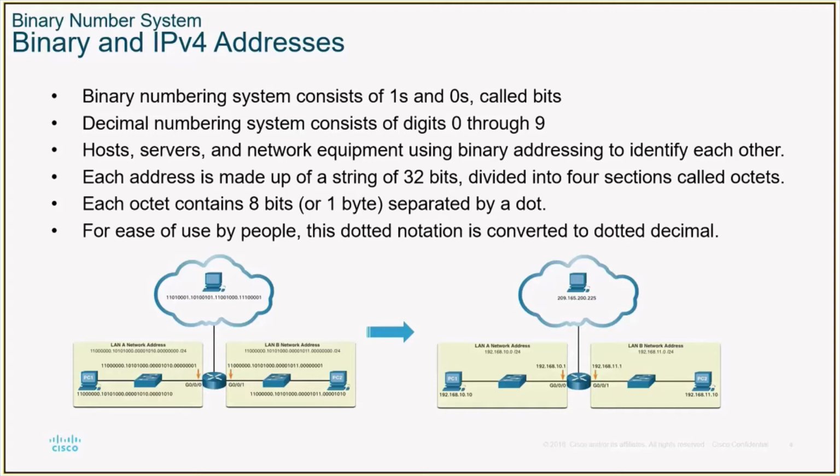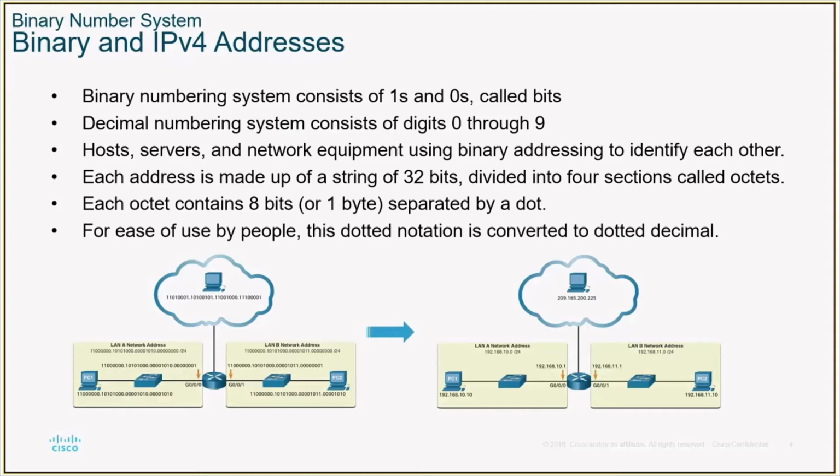Now, hosts, servers and network equipment use binary addressing to identify each other. It only translates it into dotted decimal notation when it needs to be displayed to the human. It doesn't bother with it any other time. Each address is made up of a string of 32 bits divided into 4 sections called octets. And of course, that's how the computer deals with it, as a string of 32 bits.